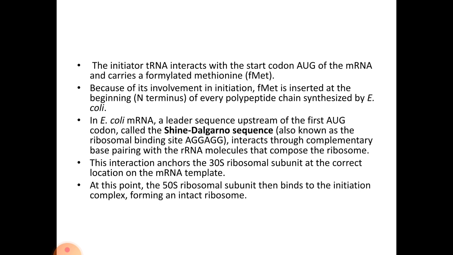The rRNA molecule comprises a complementary sequence, namely UCC-UCC-A on its 30S ribosomal subunit. This interaction anchors the 30S ribosomal subunit at the correct location on the mRNA template. At this point, the 50S ribosomal subunit then binds to the initiation complex, forming an intact ribosome. That is how the initiation of translation takes place in E. coli.